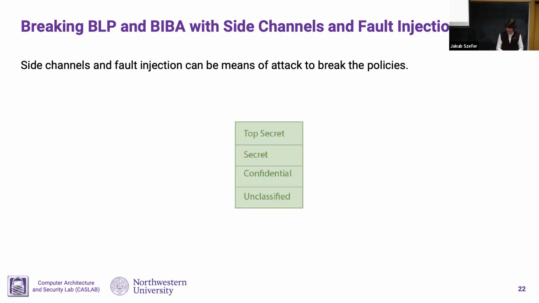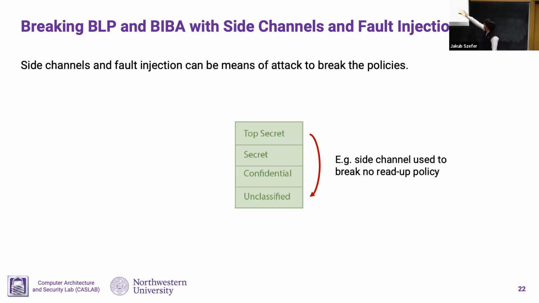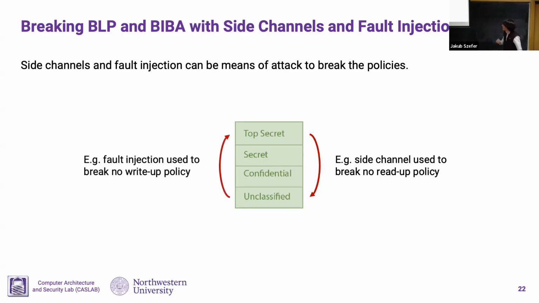We mentioned a little bit, again, side channels and fault injection. A side channel could be used to break the no read up policy. Let's say formally I cannot access data at a higher level in the system, but somebody observing the power consumption of the computer while it's processing the top secret data could learn something about that data, which means they break the no read up policy. So side channels could be used to break that, or fault injection could be used to break integrity and break the no write up policy.